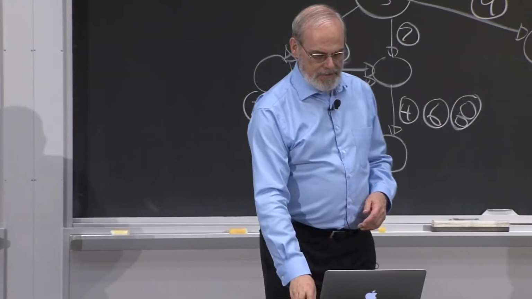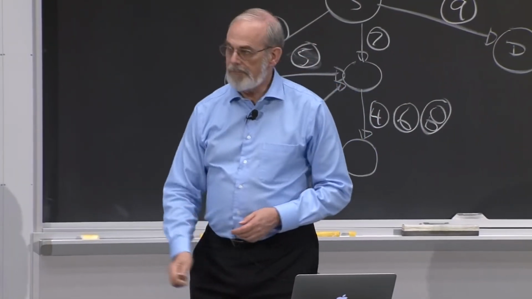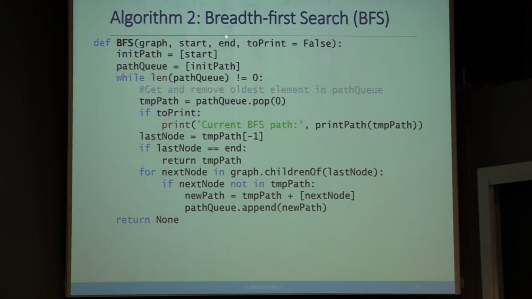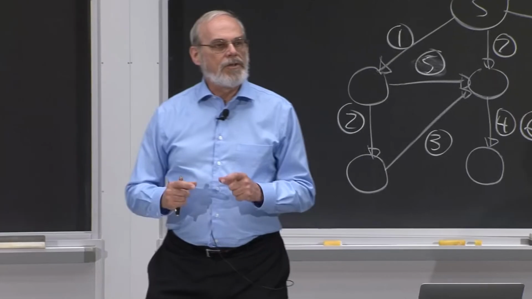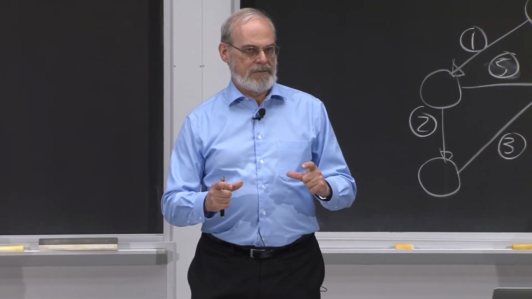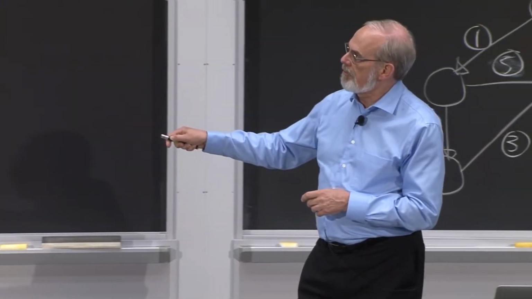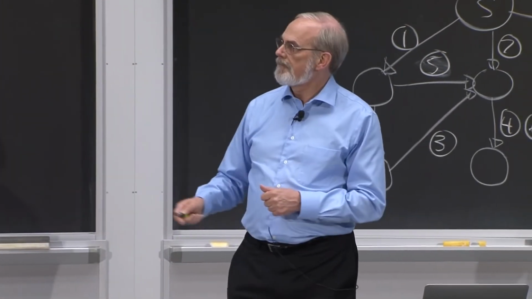OK? So let's build that code. Breadth first search, or BFS. Again, a graph, a start, and an end node, something that would just print things out as I go along. My initial path is just the start point. But now I've got to keep track of what are the paths that I have yet to explore. And so for that, I'm going to create something called a queue. And a queue is going to be a list of paths. Remember, a path is a list of nodes. A queue is going to be a list of paths. So the initial queue is just where I've started.